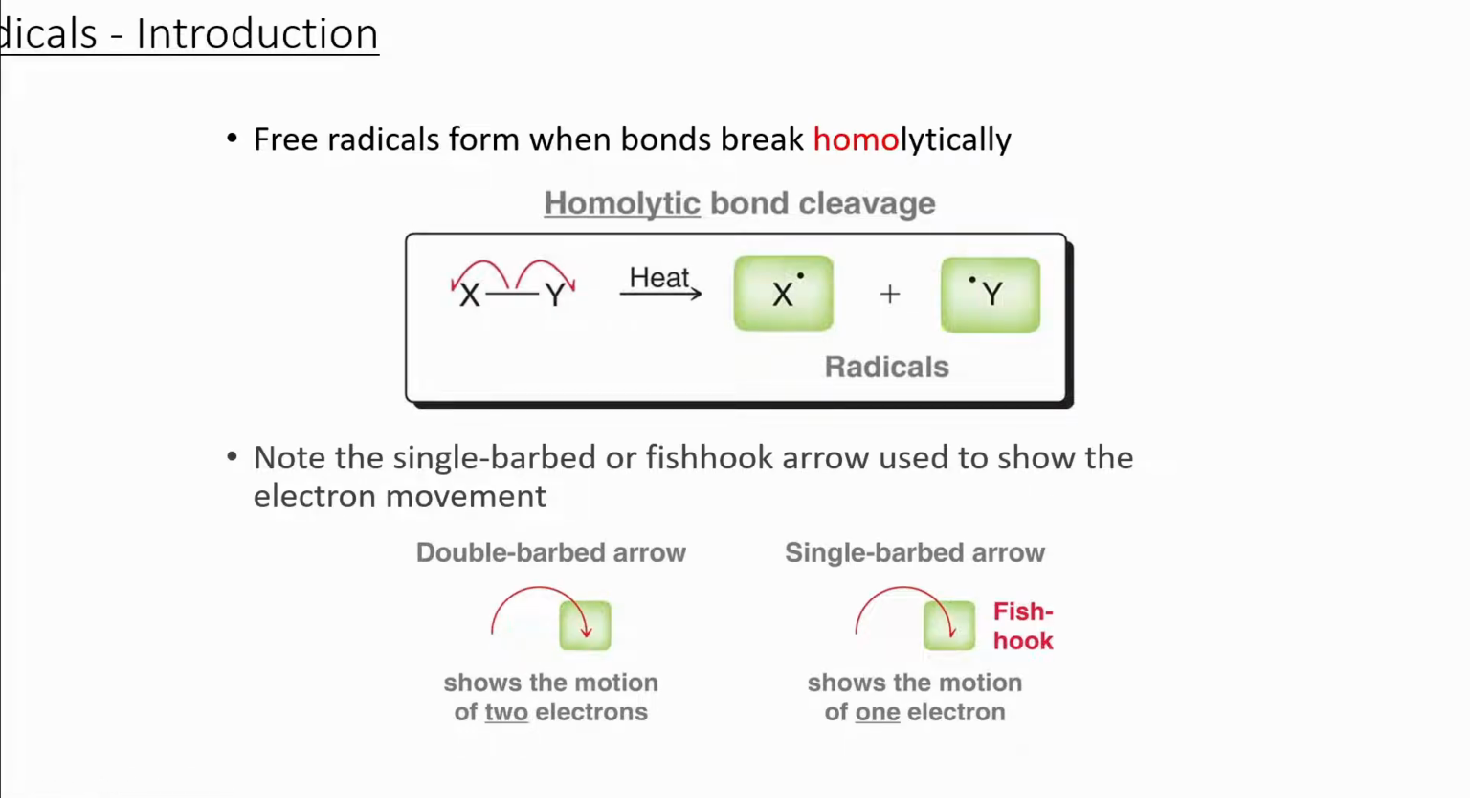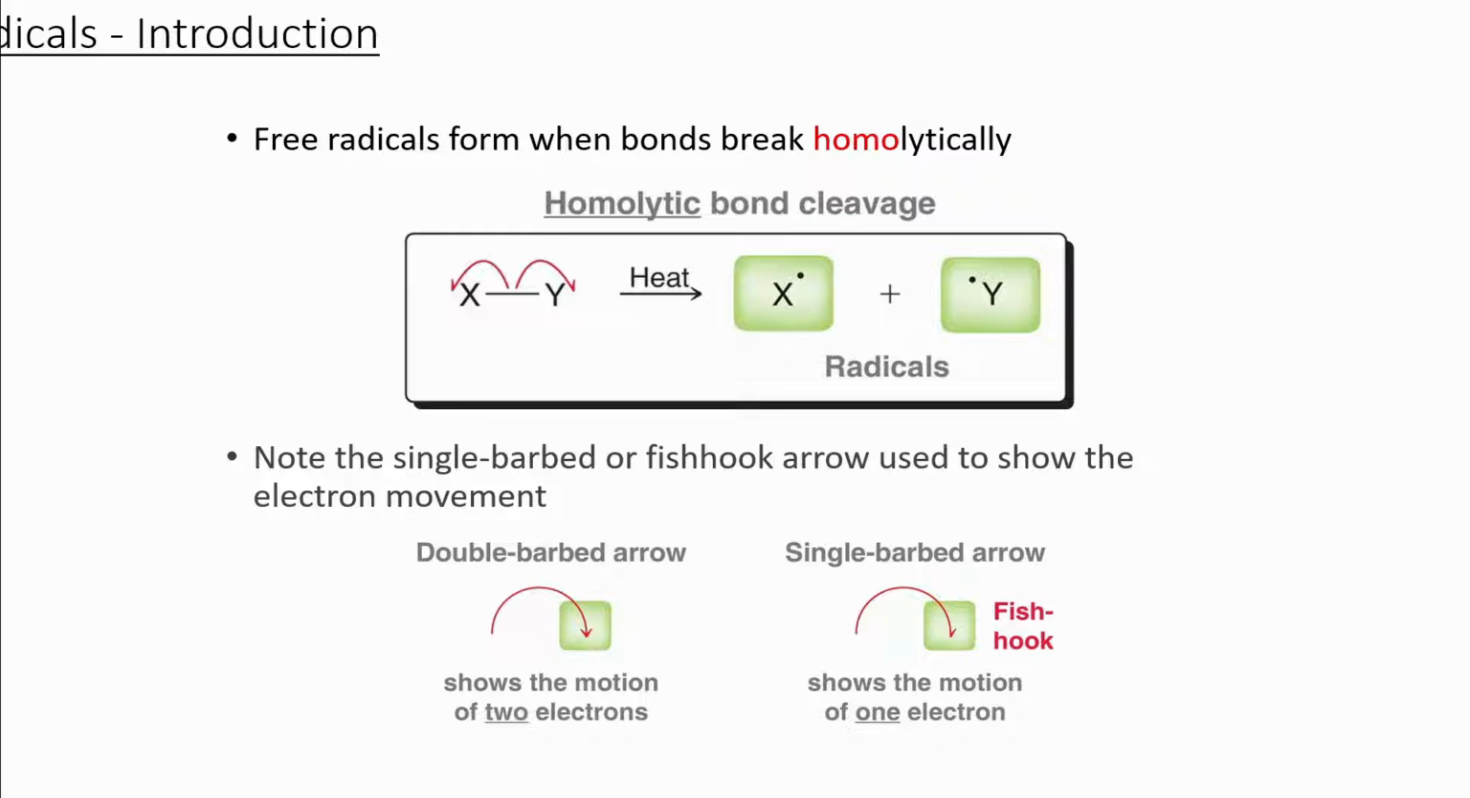Free radicals form when bonds are broken in a homolytic fashion. This means that the two electrons that comprise the bond are split evenly between the two atoms attached in the bond. It forms two new species, each with one electron. This can often occur with heat or light conditions. The single barbed arrow of the fishhook represents one electron moving at a time.